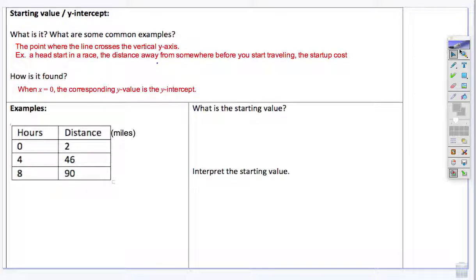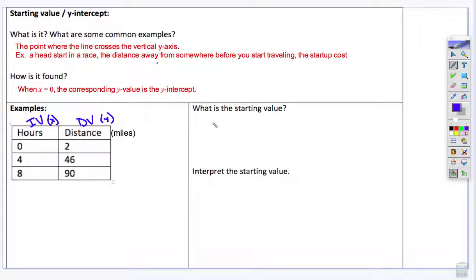How it's found. The y-intercept, in addition to being found on the vertical y-axis, is also found when x equals 0. When x equals 0, you are looking for the corresponding y value, and that is the y-intercept. So for our first example down here, we have hours as our independent variable, or I suppose you could think of that as x, and distance as our dependent variable, or you could think of that as y.